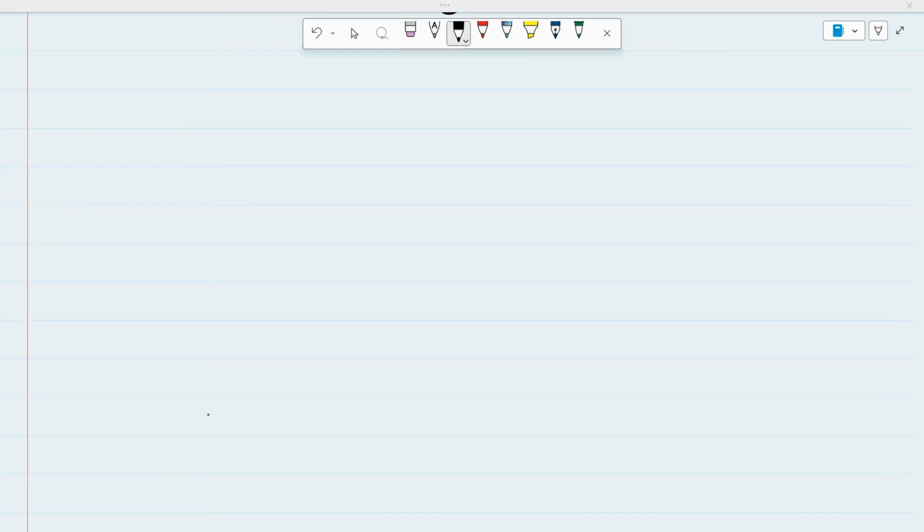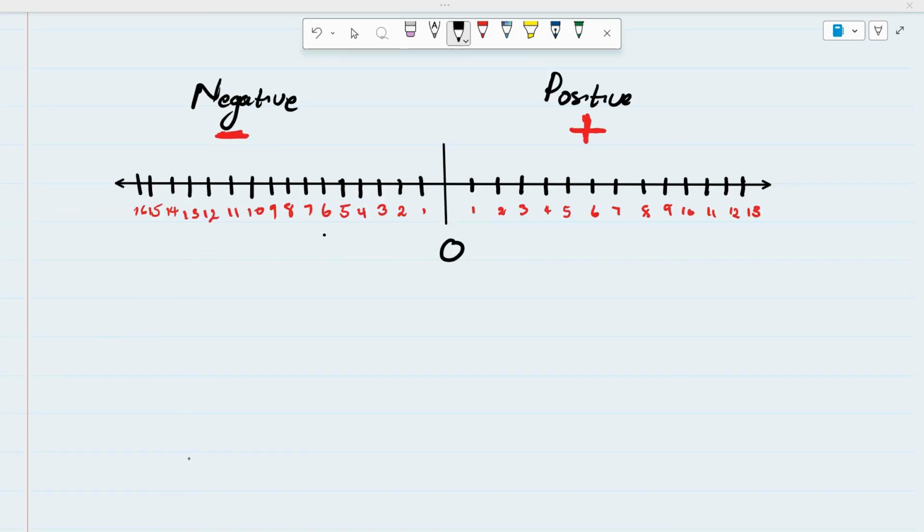Today we'll be dealing with signs, adding and subtracting integers, and I'll be using a number line to show how easy it is to play around with signs. Let's get into it. Let's take a few examples and use the number line to solve them.